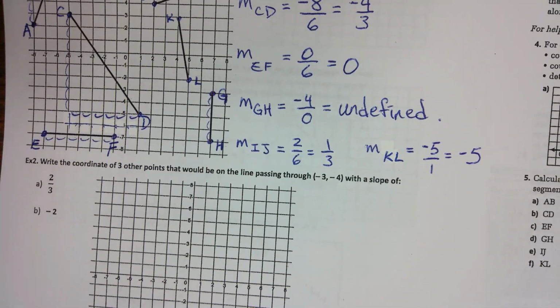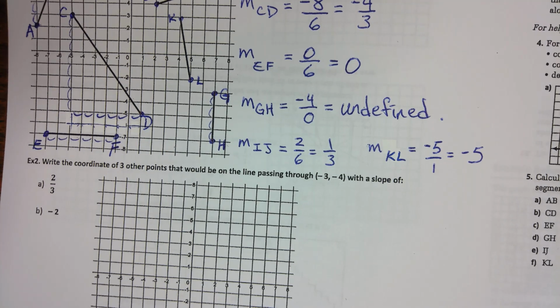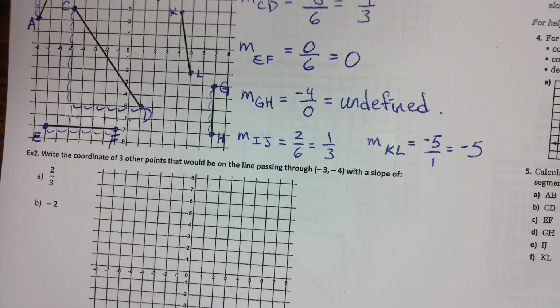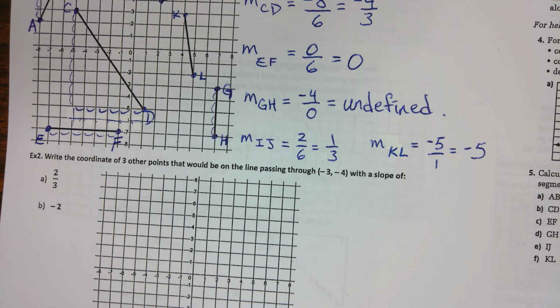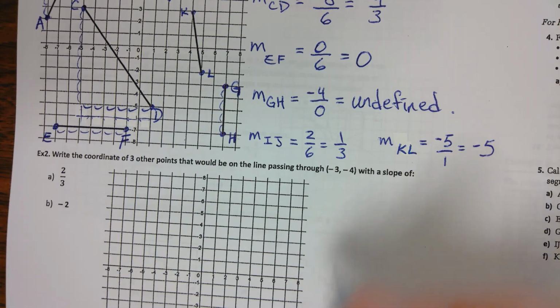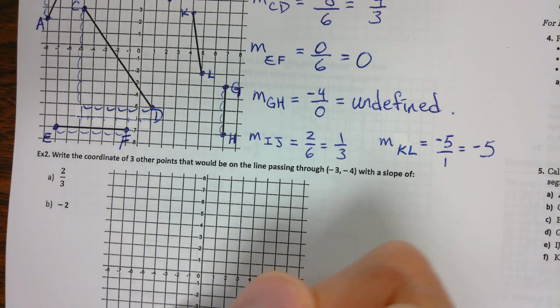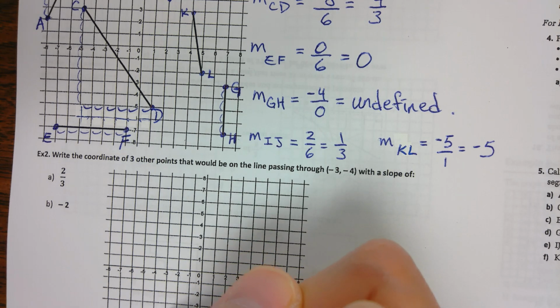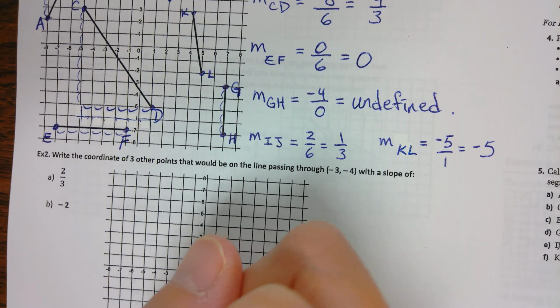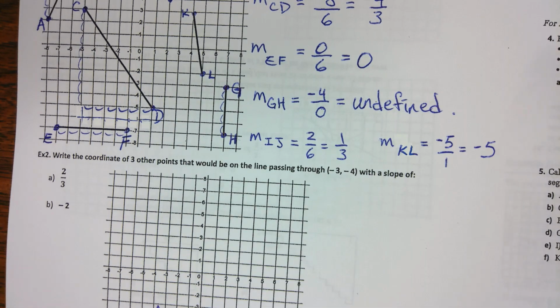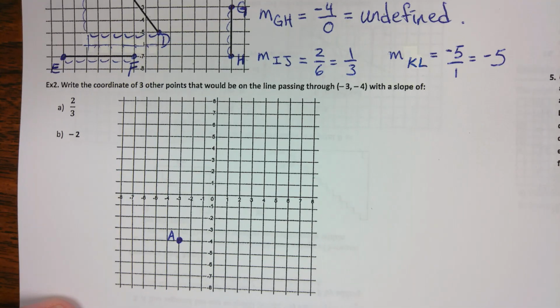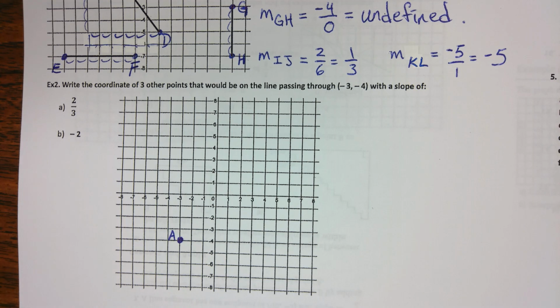Okay, write the coordinates of 3 other points that would be on the line passing through (-3, -4) with a slope of 2/3. So (-3, -4). Let's plot that point first. I have point A right here.